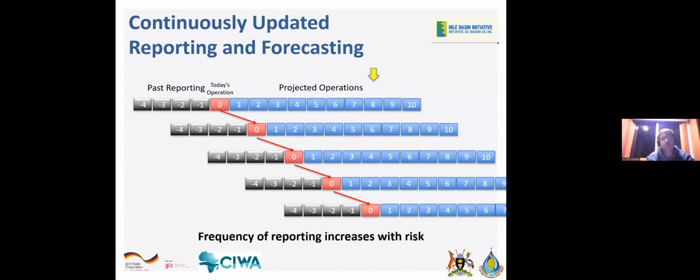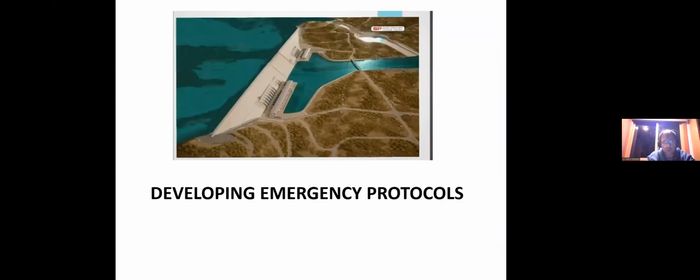And really the frequency of reporting increases with the risk. So as the flooding time is at hand, that reporting has to become almost continuous or regular, at least daily. And then as the risk goes down, the type of reporting can get extended, or the frequency would lower.